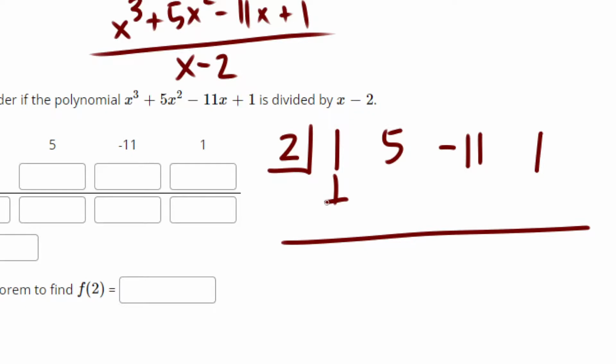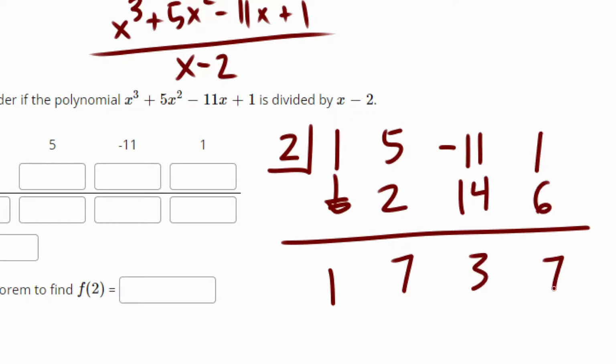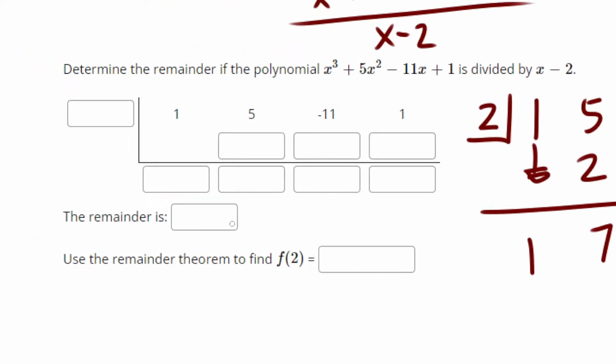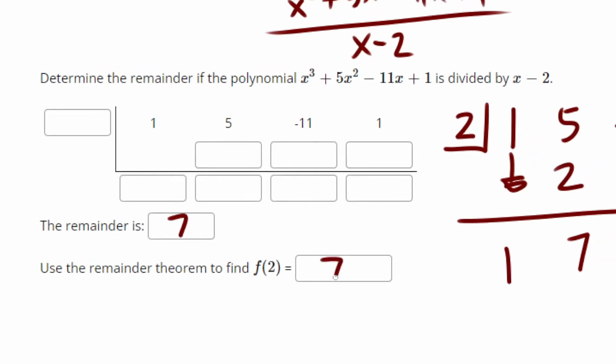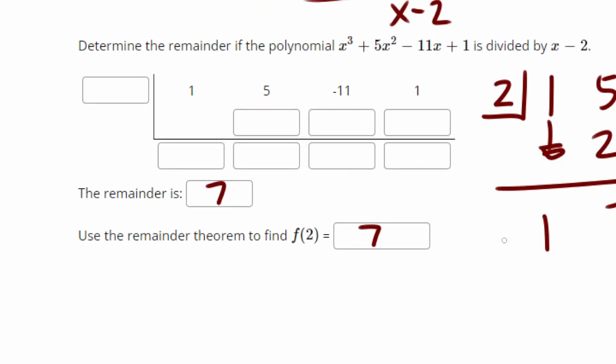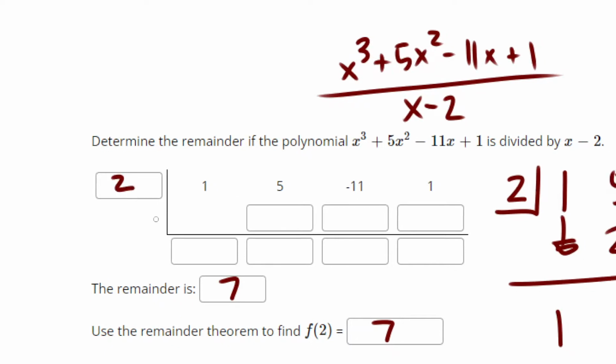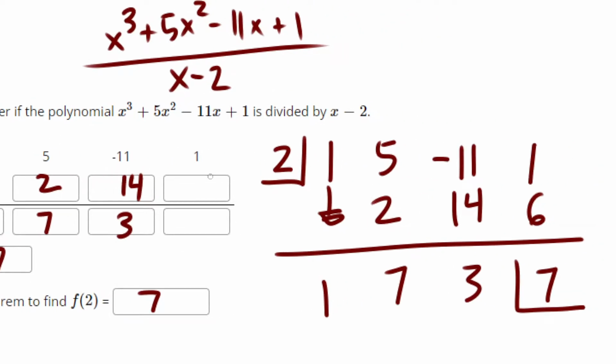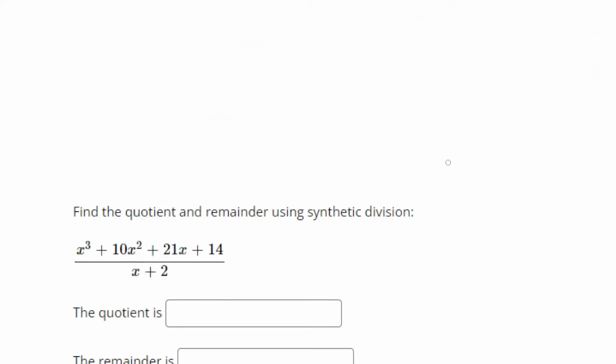So now we can drop this number down. We get 1, and then we multiply that by our cubby, 2, which gives us 2, added to 5 gives us 7. Multiply that by 2, gives us 14, added to negative 11 gives us 3. Multiply by 2 gives us 6, and then 7. And so our remainder is going to be 7. The remainder theorem answer is going to be 7 also. And then we just fill in basically what we just did, and that would be your answer for that equation.